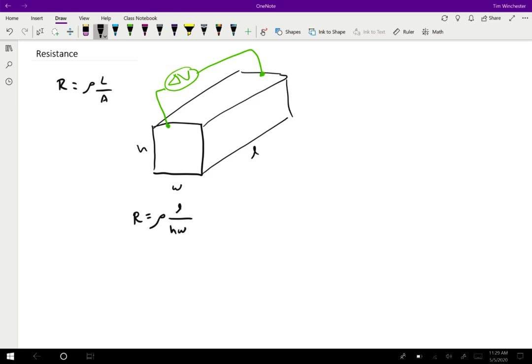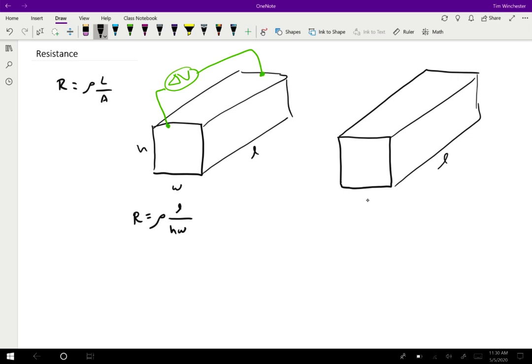But let's say I hooked up the potential difference to the object differently. So I'll redraw the object. Okay, same object with the same dimensions, L, W, H. But let's say this time I attach the potential difference here and here. So let's say I have delta V from there to there. Okay, well then the area that I'm interested in is this area, and the length that I'm interested in is this length.